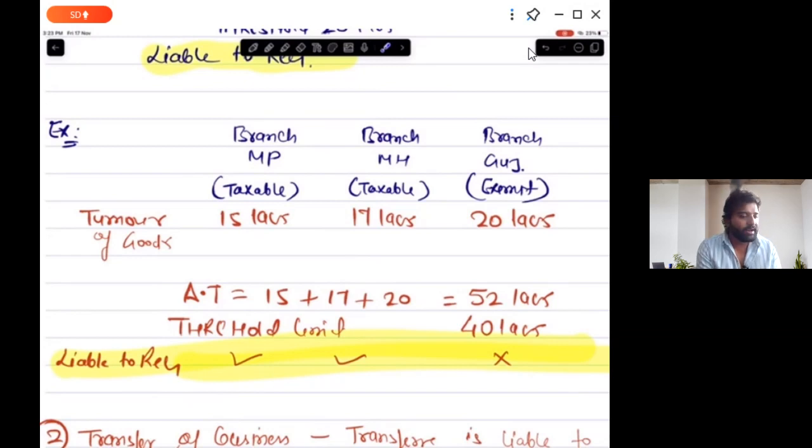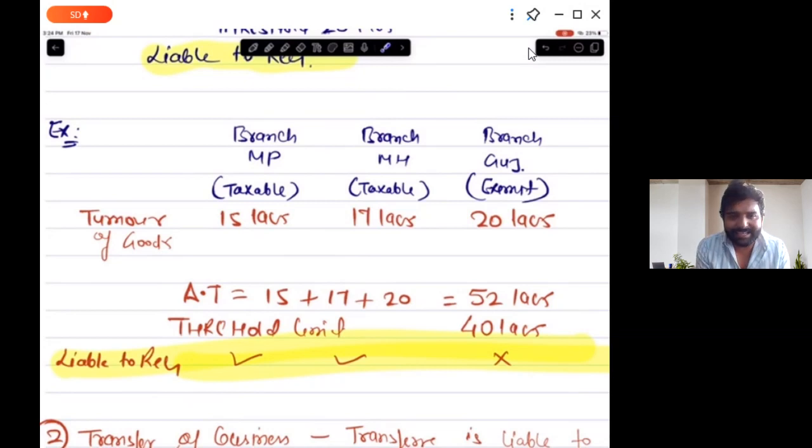So now my turnover is 15, 17, 20. First of all, I'm dealing in goods. So we need to calculate our AT. I've told you, whenever we are calculating AT, we always include all the turnover, whether it is taxable or exempt, always. So what will be my turnover? Sir, my turnover will be 52 lakh rupees. That's for sure that my turnover is 52 lakh.